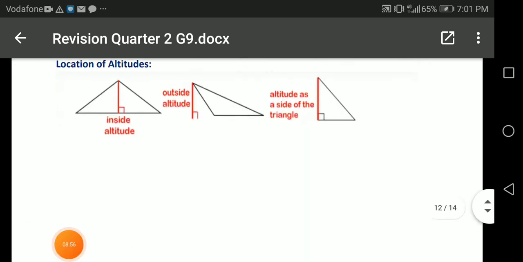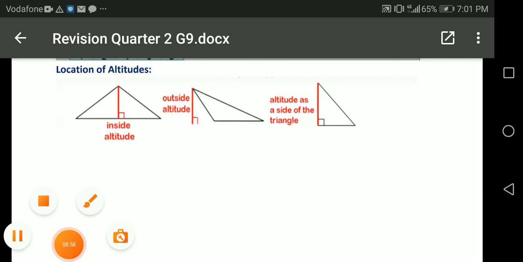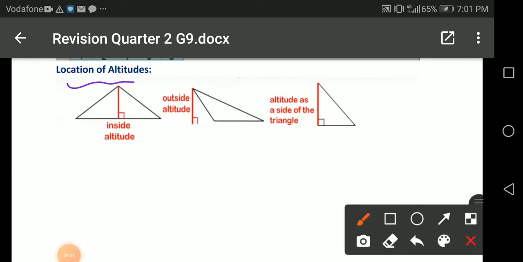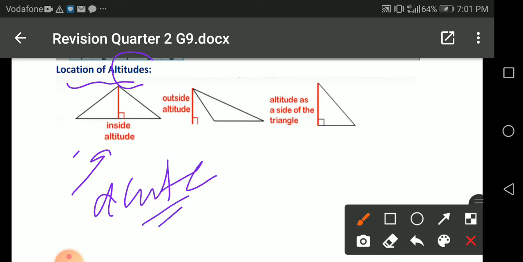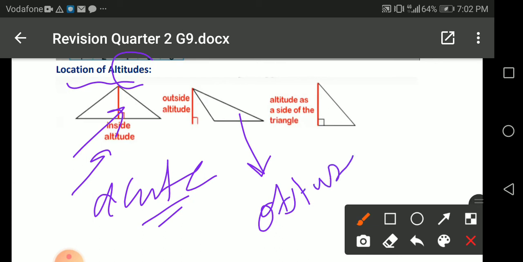Now we have the location of the altitudes, and this is important. I have to know, what's the altitude? The altitude, remember, is the height. Where is the altitude of the acute triangle? In the acute triangle, the altitude is located inside. What about the obtuse triangle? In the obtuse triangle, the altitude is located outside. What about the right angle triangle? The right angle triangle, it's located on, okay.